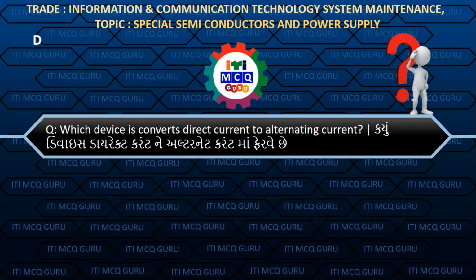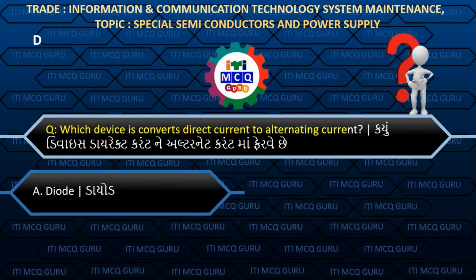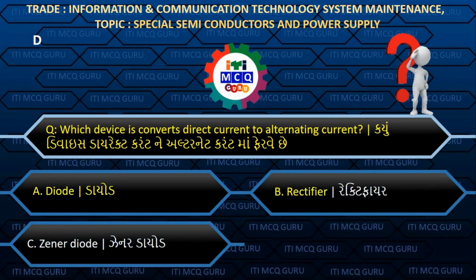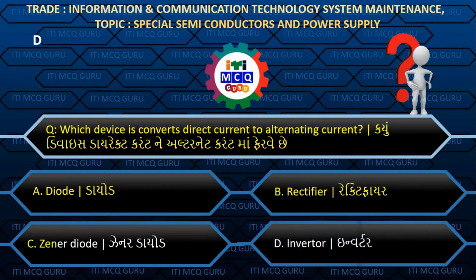Which device converts direct current to alternate current? કયું ડિવાઇસ ડાયરેક્ટ કરંટને અલ્ટરનેટ કરંટમાં ફેરવે છે? The answer is D. Inverter.